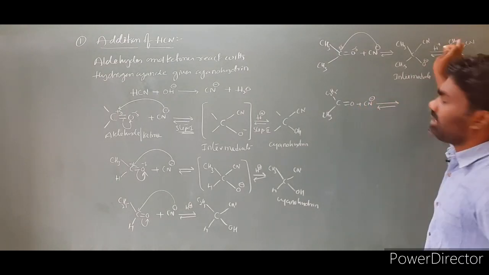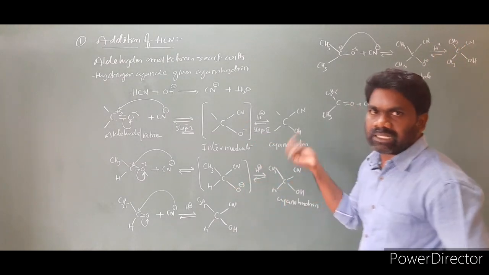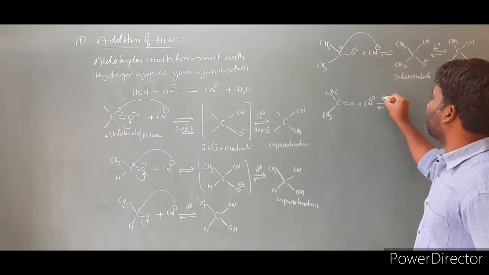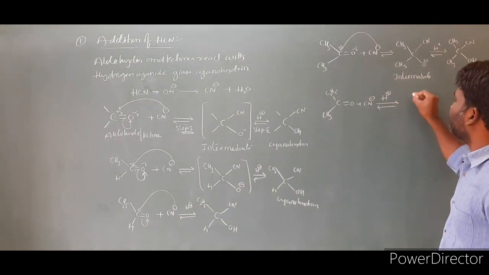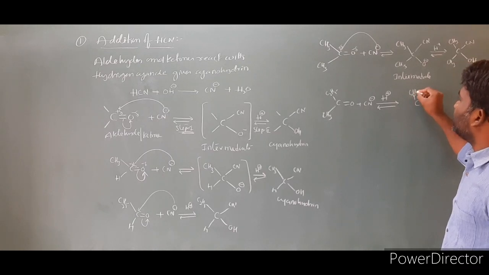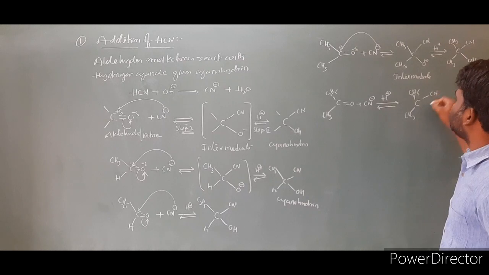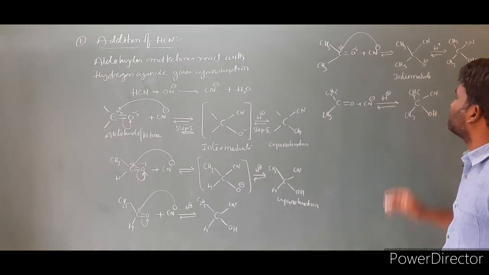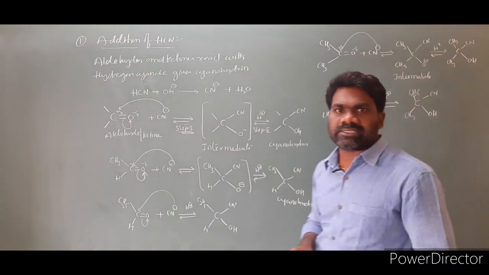Instead of writing all these steps, I am directly writing the product. We have to follow the similar mechanism. What is the direct product we will get here? C2H5, CH3, CN, and this is OH. This is C2H5. So this is the product formed in this reaction.